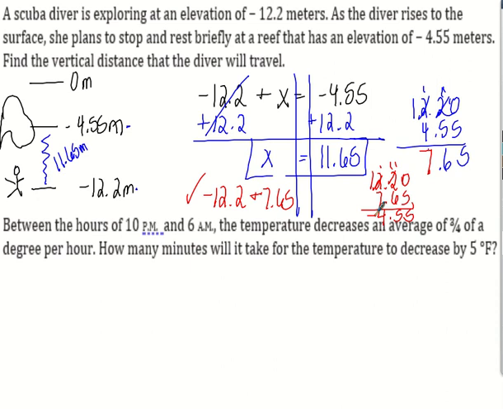All right, let's look at example 3. That's on page 181. It says between the hours of 10 p.m. and 6 a.m., the temperature decreases an average of 3/4 of a degree per hour. So here's the way I write that already. It decreases 3/4 of a degree per hour. How many minutes will it take for the temperature to decrease by 5 degrees? So let x equal minutes.